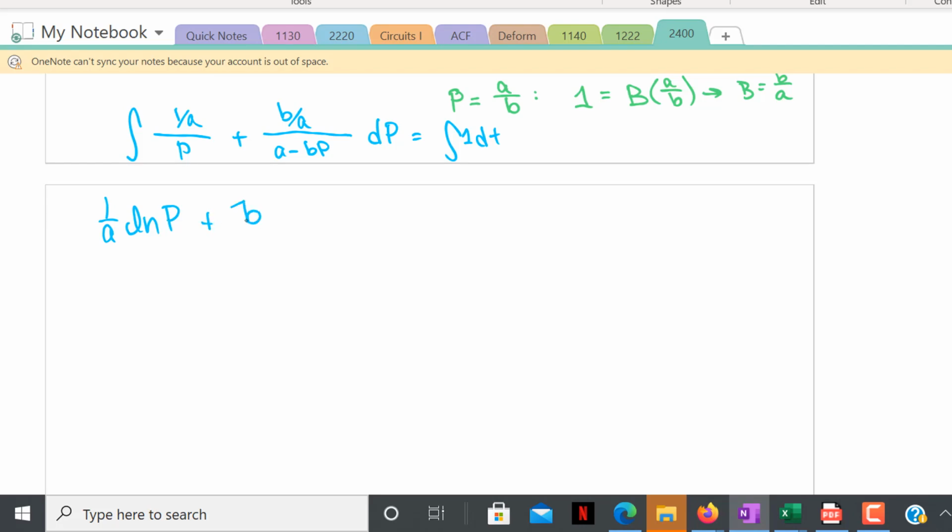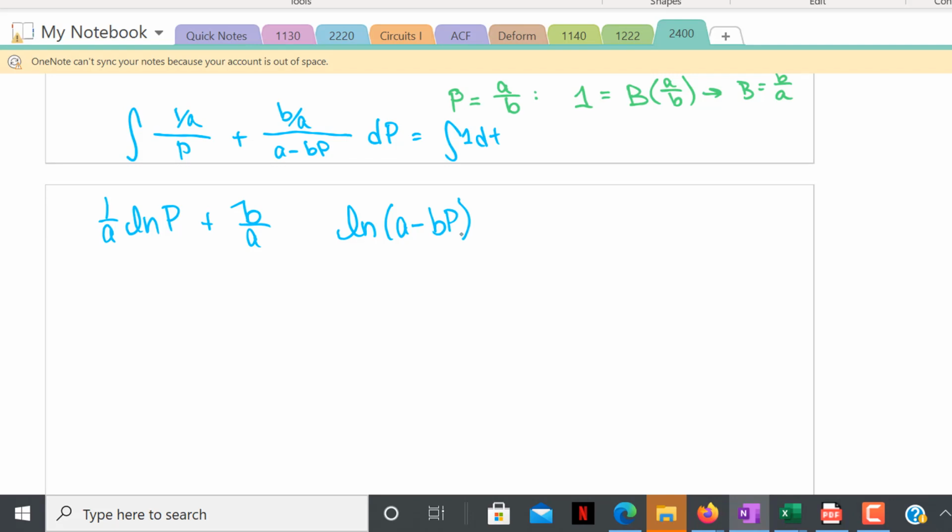Plus, and then put the b over a out in front. Okay, so I know I'm going to have the natural log of a minus bp, but I am going to need something else. So let's think about what we need there.